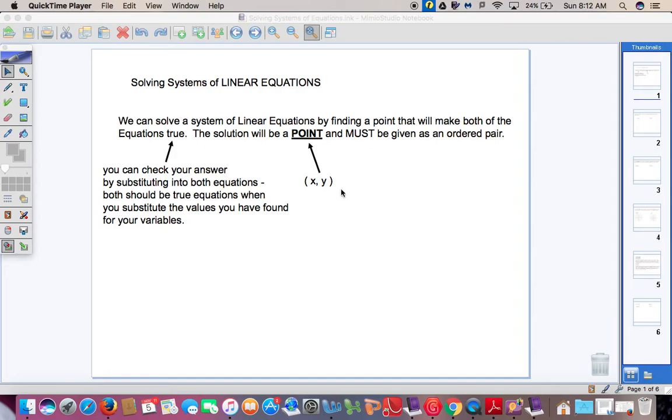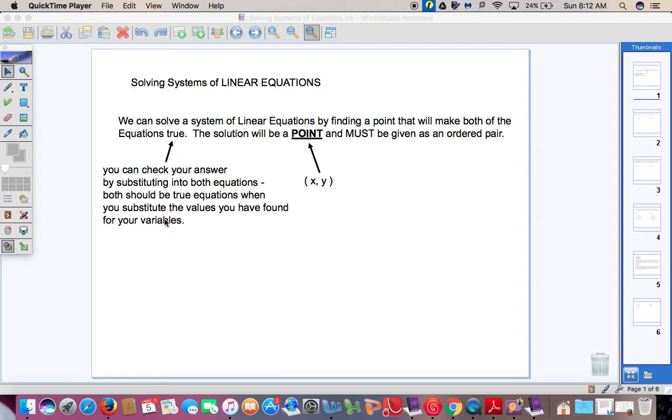The solution will be a point, and remember a point must be in the format of an ordered pair. If you don't give me that, the answer as an ordered pair, you will not be receiving credit. That is really, really important. And you're trying to find a solution to this.